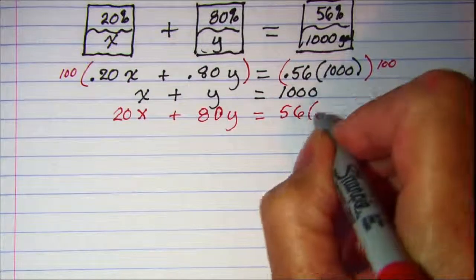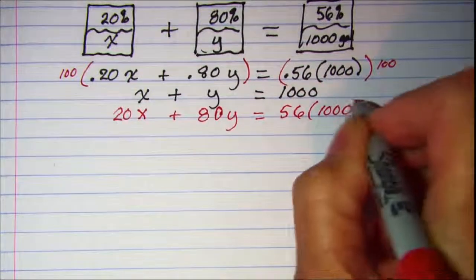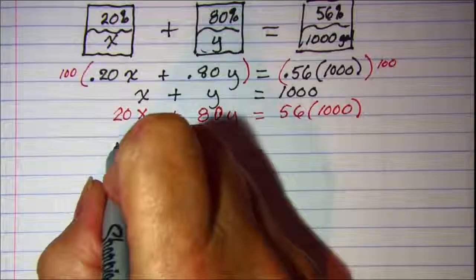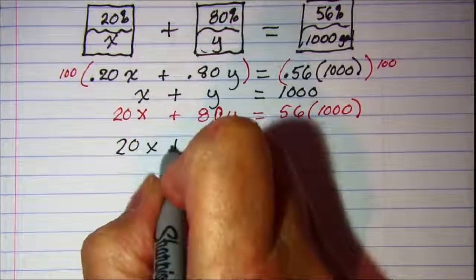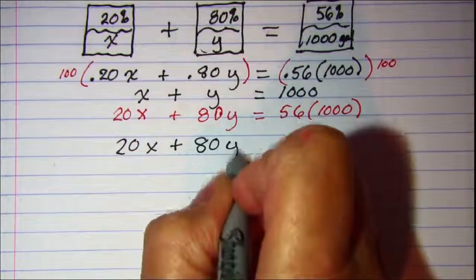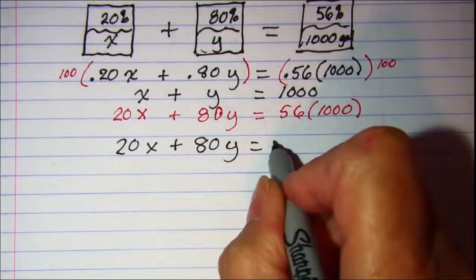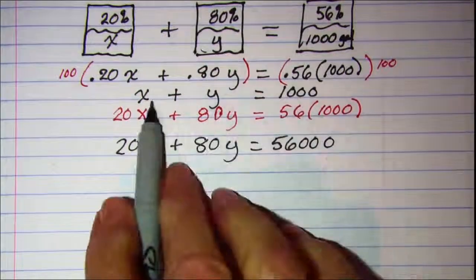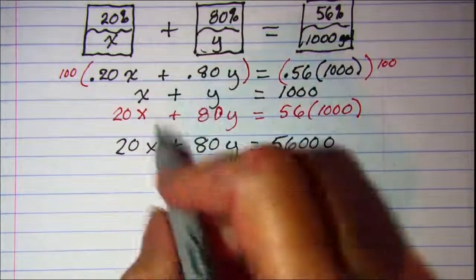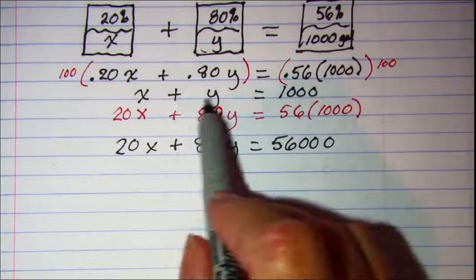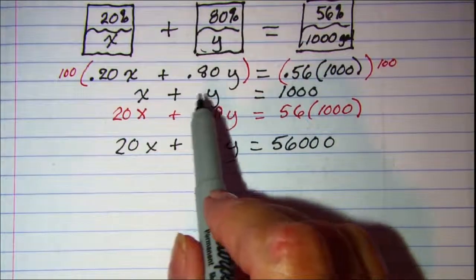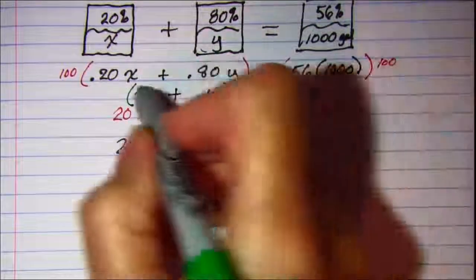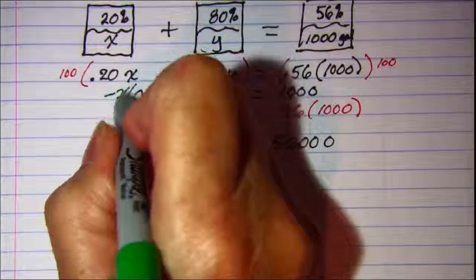All right, let's do the math here. We have 20x plus 80y equals 56,000. And then I'll copy this equation. I think I'm going to use elimination. So let me multiply both sides of this equation by a negative 20.